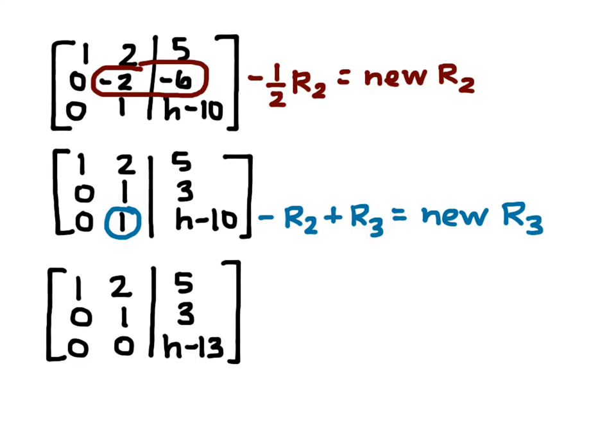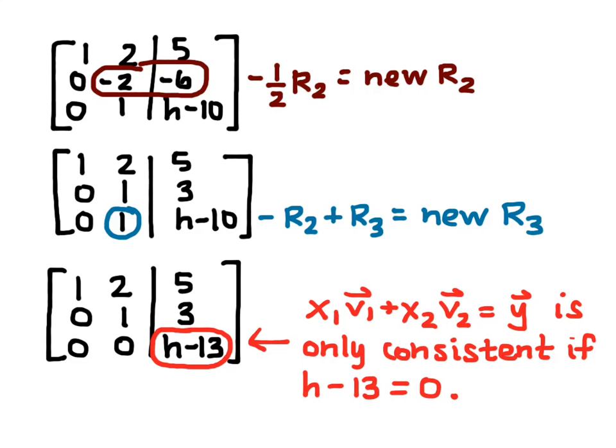Now, recall we're trying to have a consistent system so that y will be in the span of v1 and v2. So that happens only when h minus 13 is equal to 0. So the system x1 v1 plus x2 v2 equals y is only consistent if h minus 13 equals 0. Otherwise, we would get a contradiction in row 3 of 0 on the left and a non-zero on the right side of the equals sign, which is not possible for a consistent system.